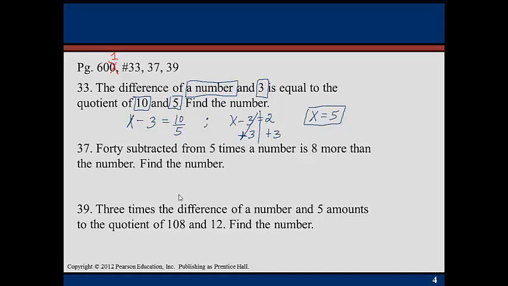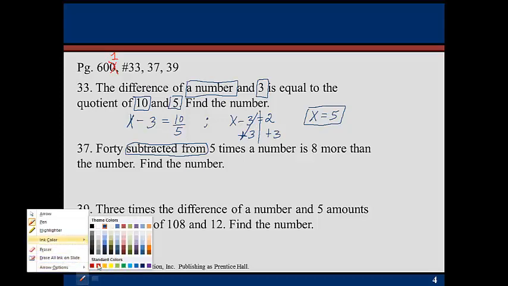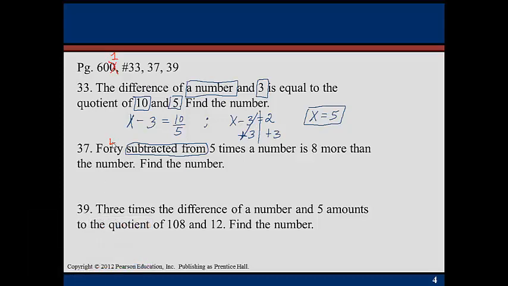Number 37, it says 40 subtracted from 5 times a number is 8 more than the number. Find the number. So this time we see the phrase subtracted from, which means we need to reverse the order. What came first actually goes second, and what came second actually goes first. So the 40 is going to switch with the 5 times a number. So 5 times a number comes first. So that's 5 times x.